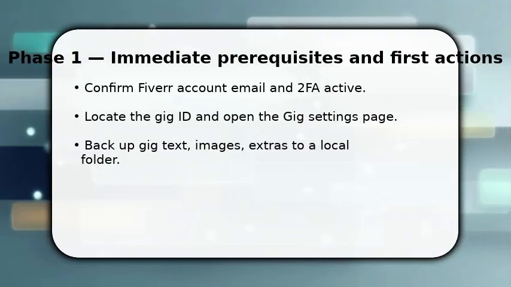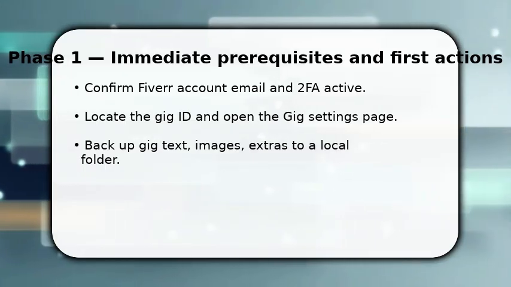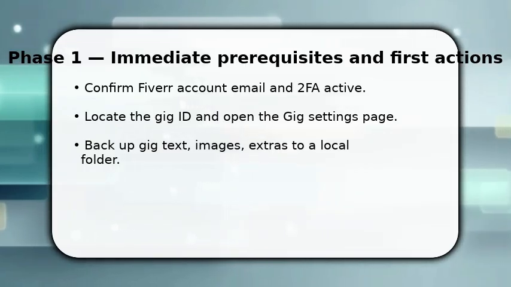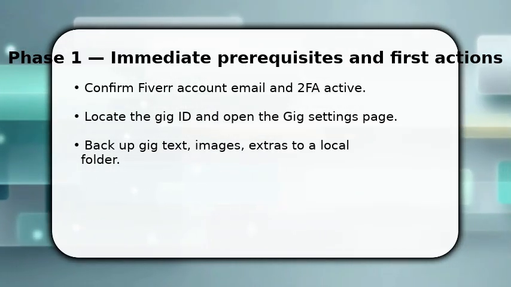You need to act now. Make sure your Fiverr email and two-factor authentication are active for security, and then open the gig settings. Once done, copy the gig title, description, pricing, and all images to a local folder so you can restore later if needed. Next, identify the gig ID and note any active orders or offers.